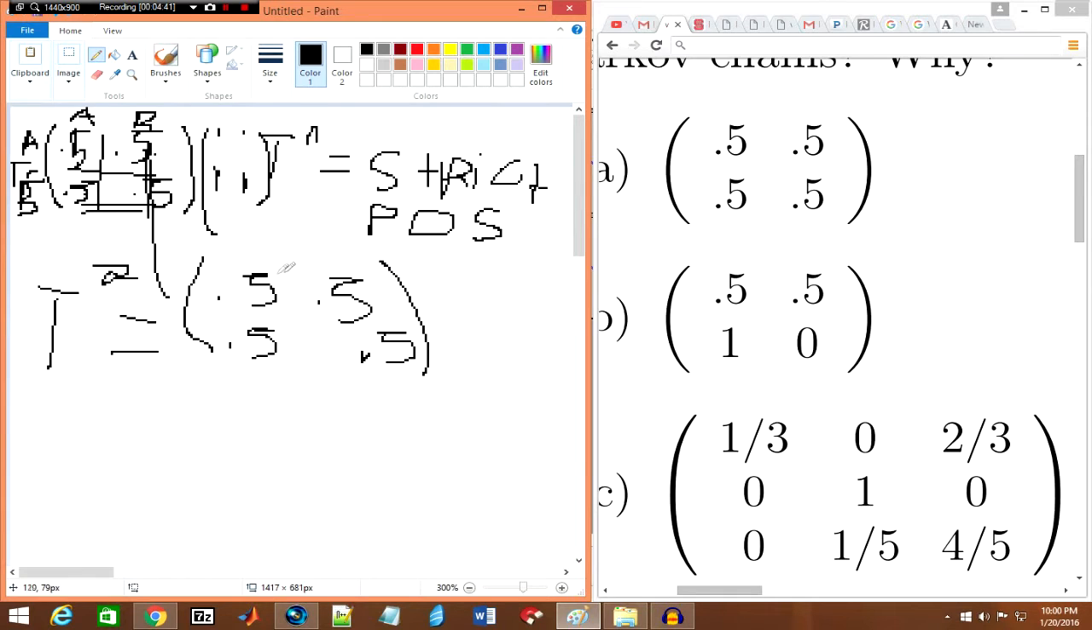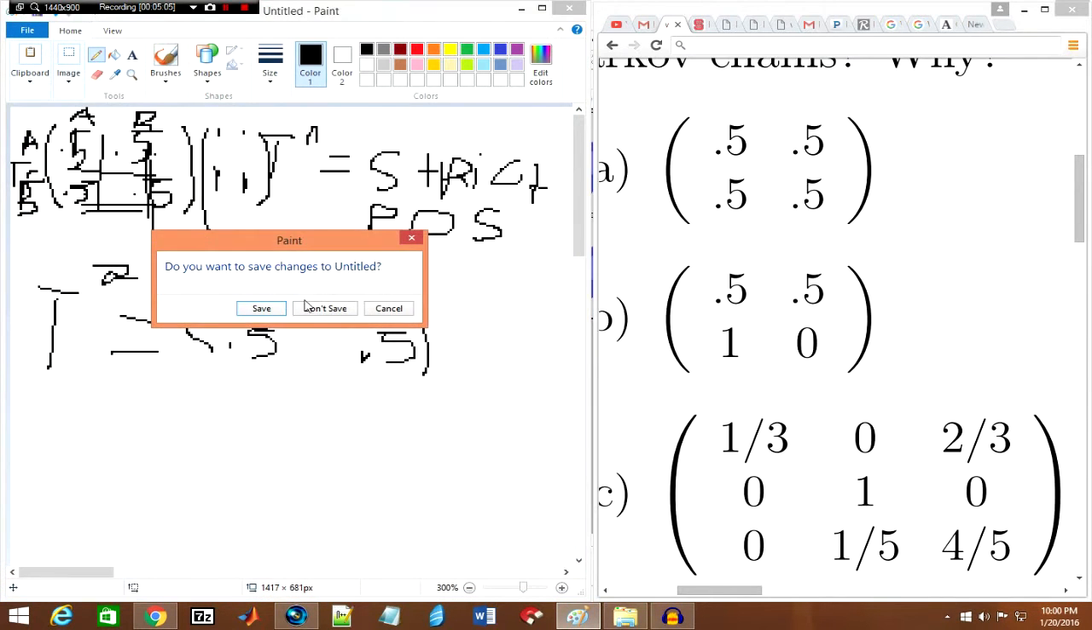That is a regular matrix, because the definition of a regular matrix is that some power of the transition matrix is a strictly positive matrix. The second power, the very first try that I had with this matrix, gave me a strictly positive matrix. Therefore, it has to be regular by definition. Alright, so that goes for problem A.